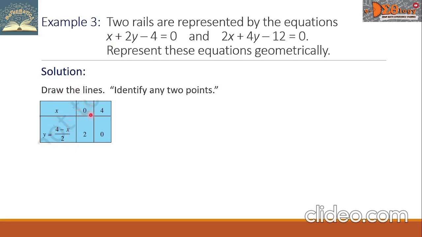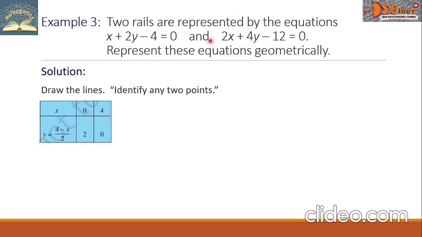Then we assign 0 for x. We substitute 0 to this equation, and the value of y is 2. Also, we can assign 0 to y and we can solve for x. We substitute 0 to the y here and the x equals 4. So we have 2 points for this line. The points are 0, 2 and 4, 0.